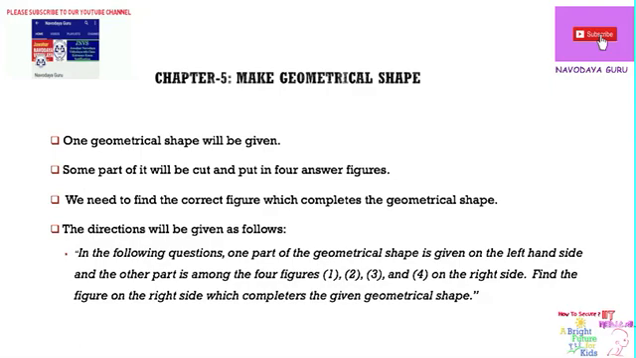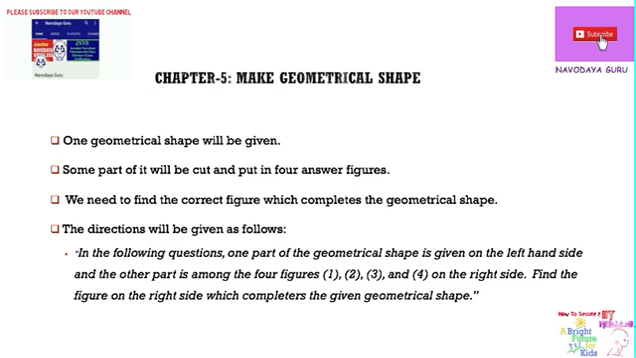Chapter 5. Make geometrical shape. One geometrical shape will be given. Some part of it will be cut and put in 4 answer figures. We need to find the correct figure which completes the geometrical shape.